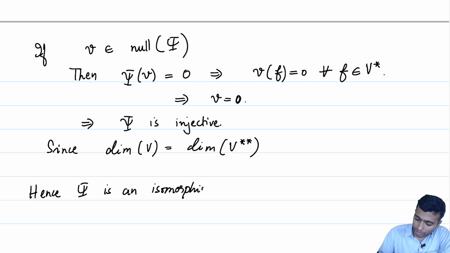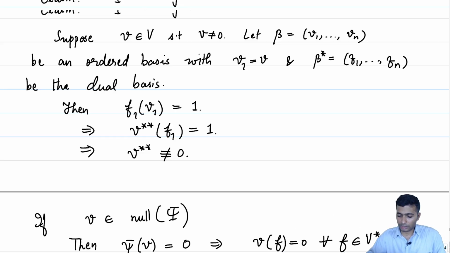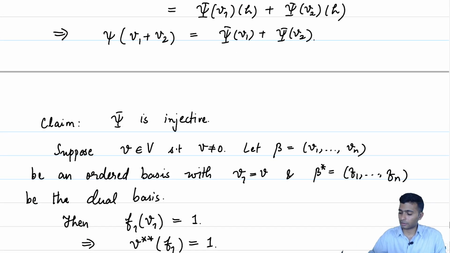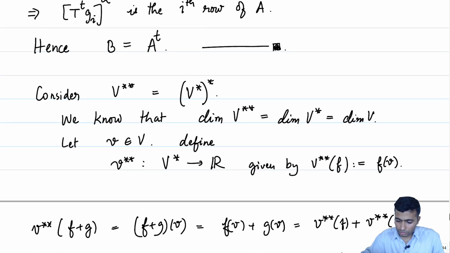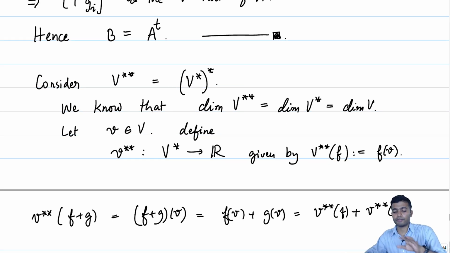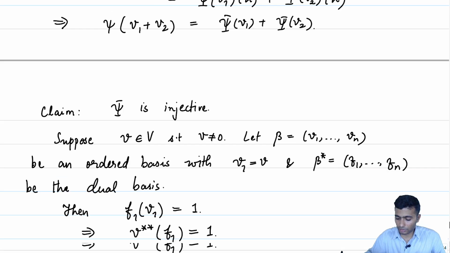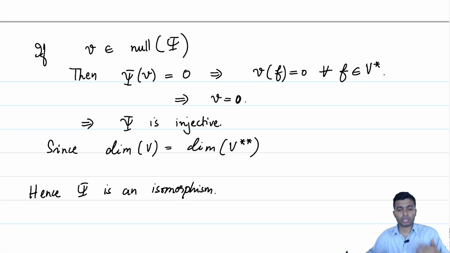So, indeed, when proving that psi is injective, we did use a basis, an ordered basis, and considered its dual. But if you observe carefully, this correspondence between V and V star star does not refer to any ordered basis. There is a very natural correspondence between V and V star star. So, this is a notion which is quite essential when we do more analysis of function spaces. Alright.